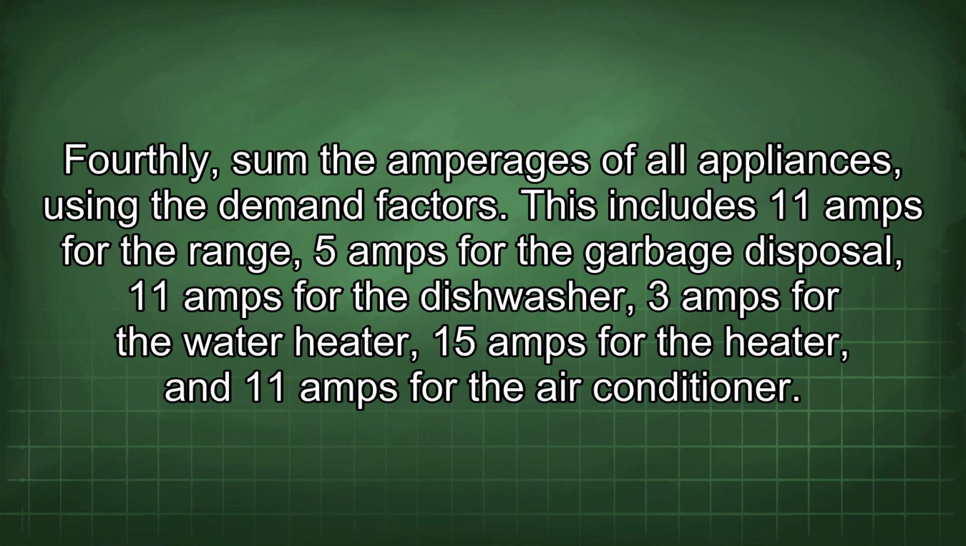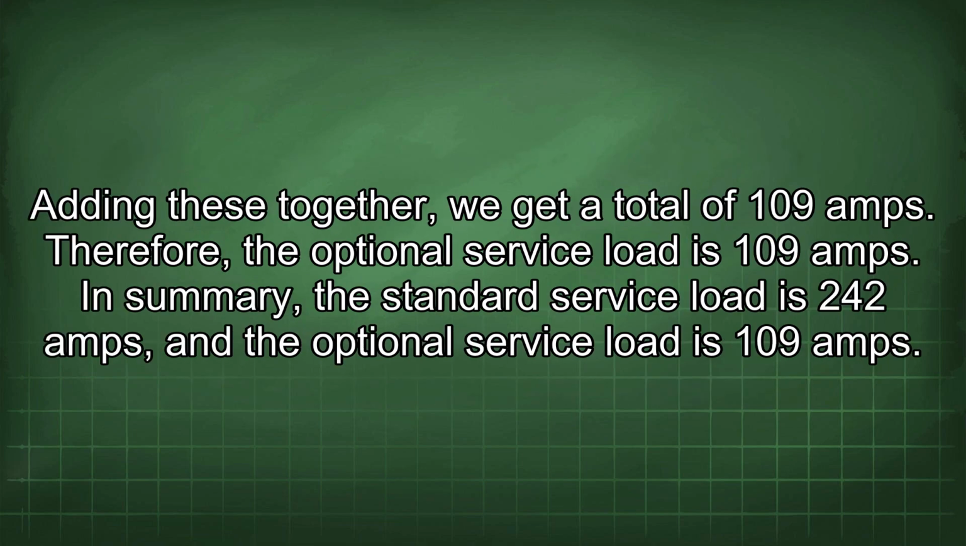Fourthly, sum the amperages of all appliances using the demand factors. This includes 11 amps for the range, 5 amps for the garbage disposal, 11 amps for the dishwasher, 3 amps for the water heater, 15 amps for the heater, and 11 amps for the air conditioner. Adding these together, we get a total of 109 amps. Therefore, the optional service load is 109 amps.